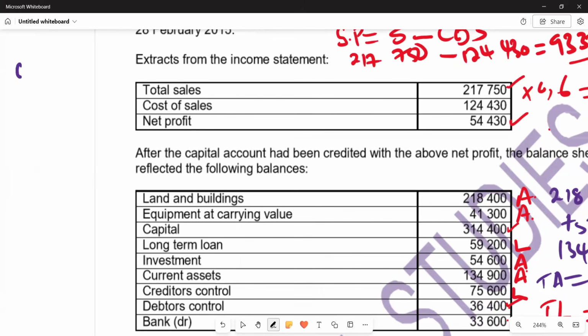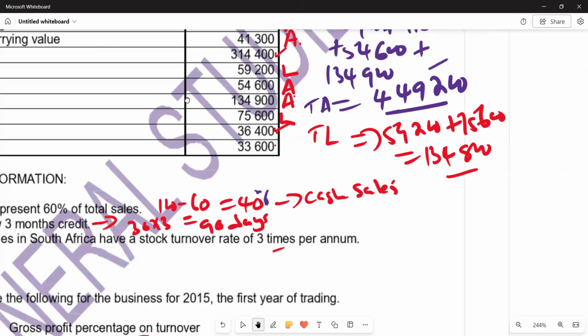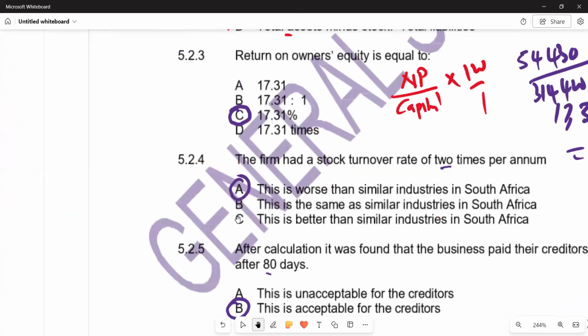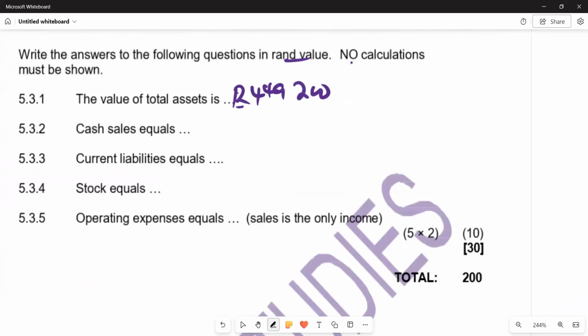So to get our cash sales, we are saying 0.4 as our 40% multiplied by 217,750. And the answer that we are supposed to get there is 87,100 rands. So this is what we have in terms of our cash sales. So we can just go there again and state as such. So we are saying 87,100 rands.